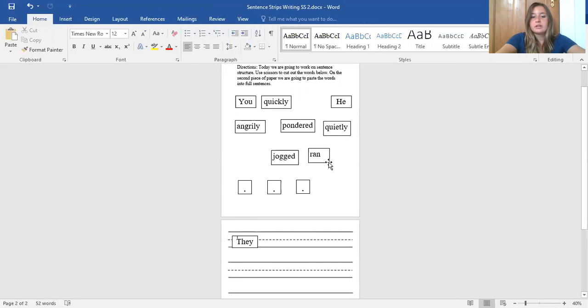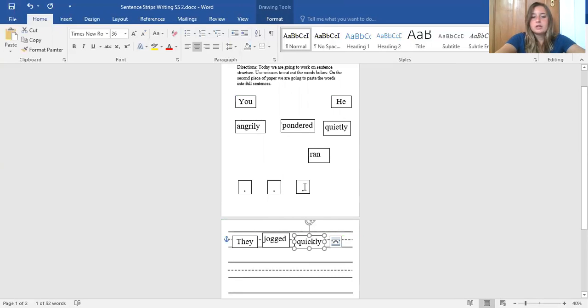So now I need to find a verb. So a verb is something that somebody does. Oh, jogged. That's something that I can do. I can go for a jog. So I think that that's a verb. So I'm going to bring this down here. They jogged. How did they jog? That's not really a lot of information. So I'm looking at the adjectives that I have available. There's quietly, quickly, or angrily. I don't think angrily is a very good term for jogging. I'm going to say quickly. Then I need to make sure that I always have my punctuation. They jogged quickly.